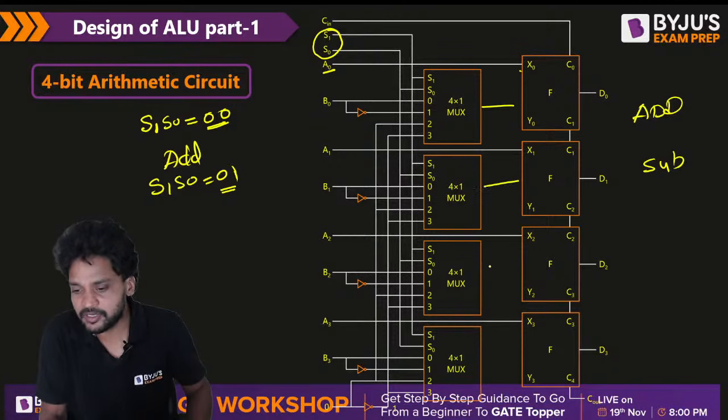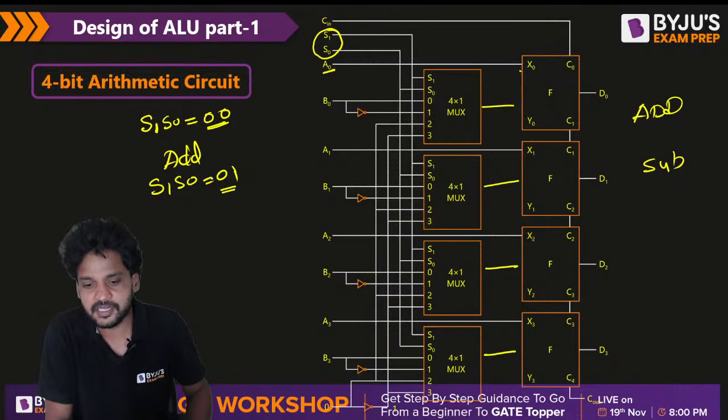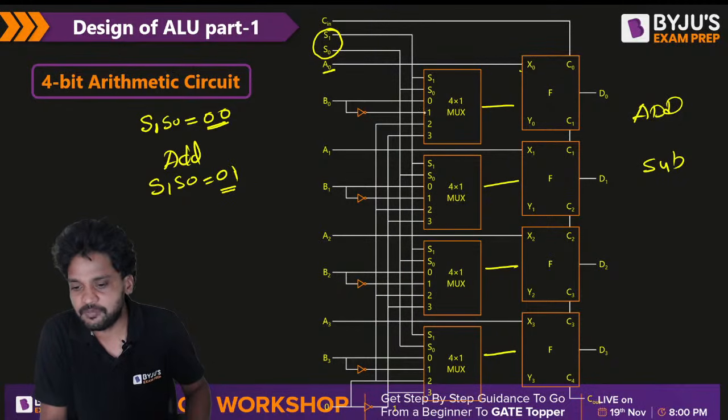The multiplexer output is the second input, right? The selection inputs are 0, 1. The second input will get enabled. What is the second input? The second input of the multiplexer is B's complement.